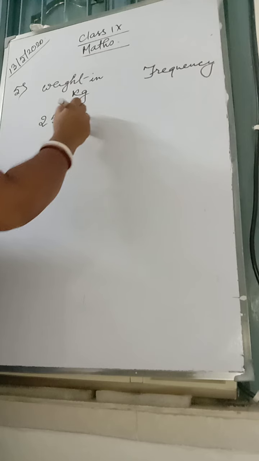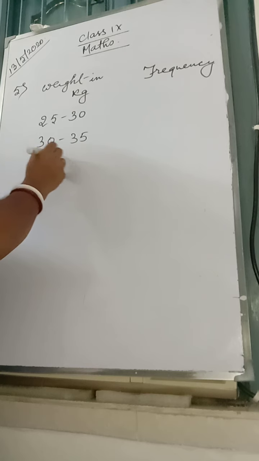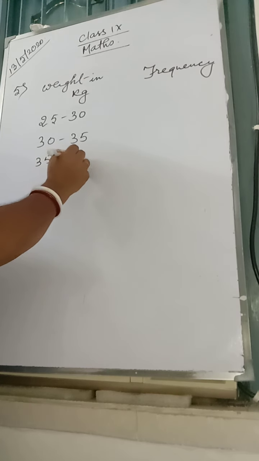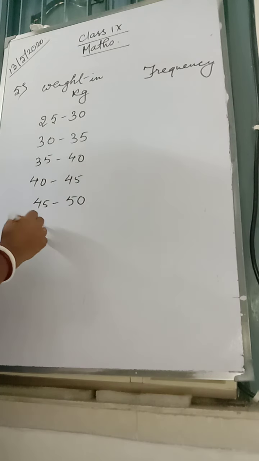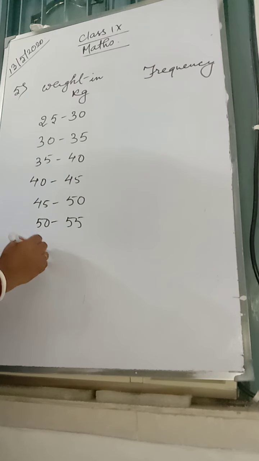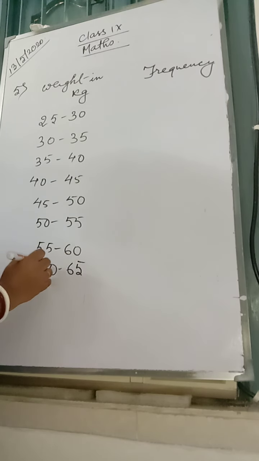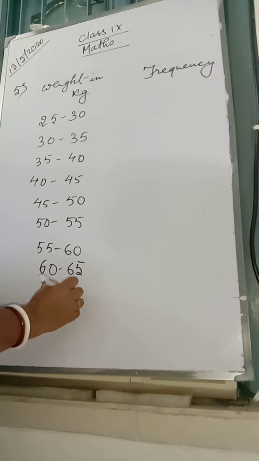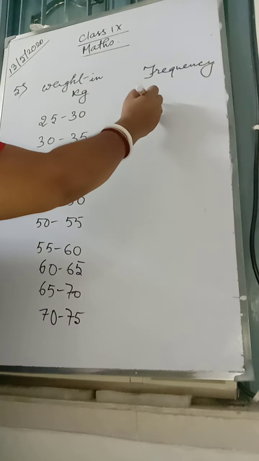This is more than 25 and more than 30. So this belongs to the first group, 25 to 30. Next is 30 to 35. Forward is 35 to 40. 40 to 45. 45 to 50. 50 to 55. 55 to 60. 60 to 65. 65 to 70 and 70 to 75.